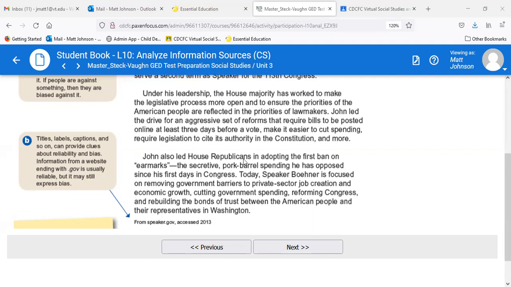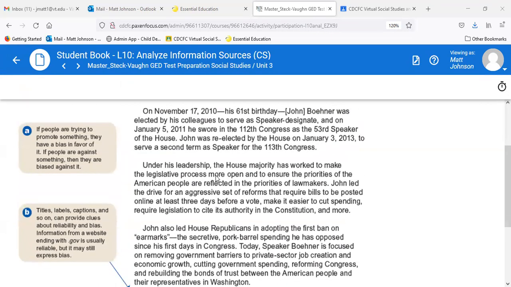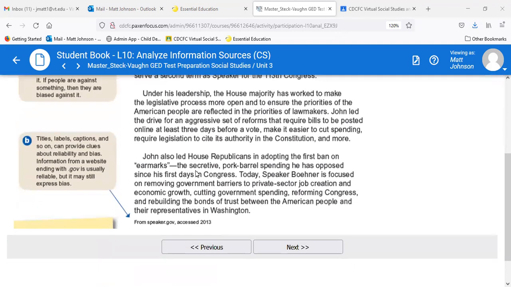Now, like it says, it's reliable as far as the information goes, but consider some of the language there. Under his leadership, the House majority has worked to make the legislative process more open and to ensure the priorities of the American people are reflected in the priorities of lawmakers. John led the drive for an aggressive set of reforms that require bills to be posted online at least 3 days before a vote, make it easier to cut spending. John also led Republicans in adopting the first ban on earmarks, the secret pork barrel spending he has opposed since his first days in Congress. It's very subtle, right? This isn't like, John is the best Speaker of the House that has ever served. We're not getting stuff like that.